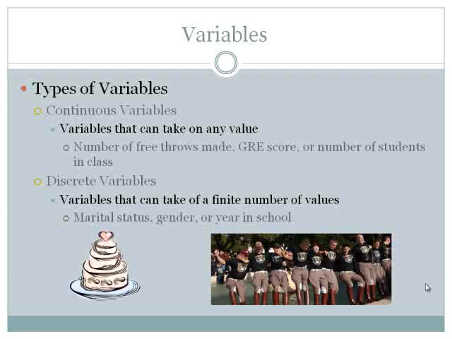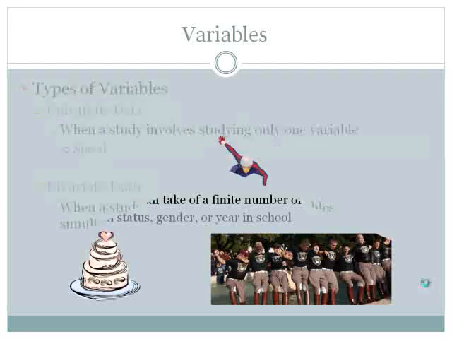Another term that I'll throw in right here is a dichotomous variable. This is a discrete variable that specifically has two levels. So a good example of that is gender, either being male or female.